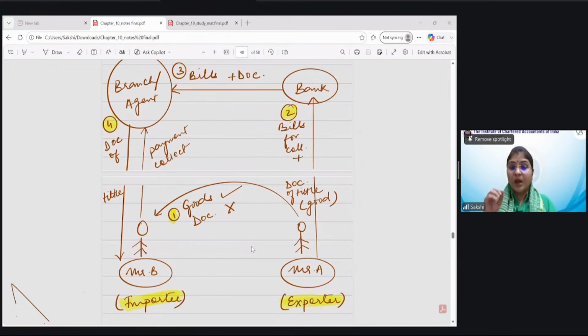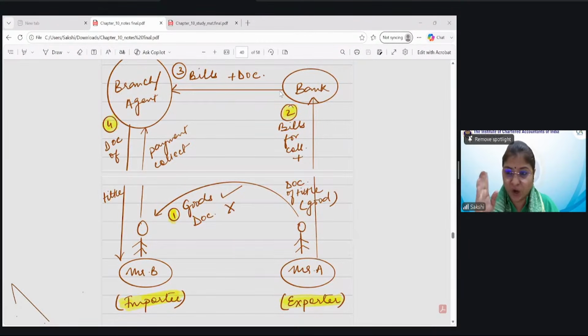Mr. B wants to purchase some goods from Mr. A, the exporter. Now Mr. A doubts, what if Mr. B does not pay me the money? He doesn't trust Mr. B. But Mr. B wants the goods. Mr. A wants to sell the goods also, but then he is in a dilemma.